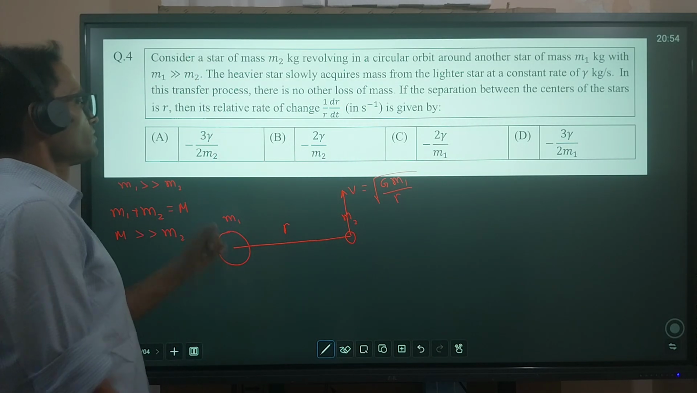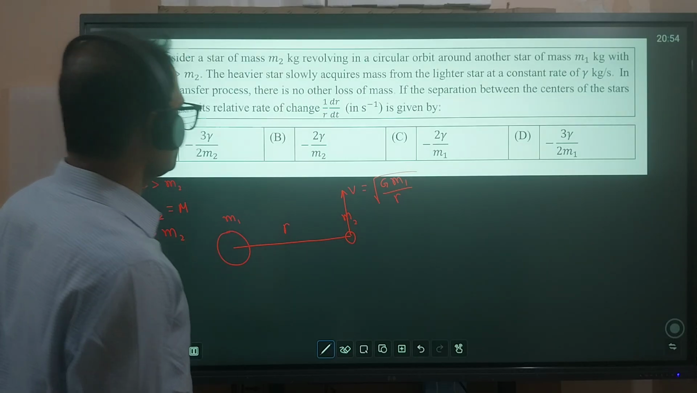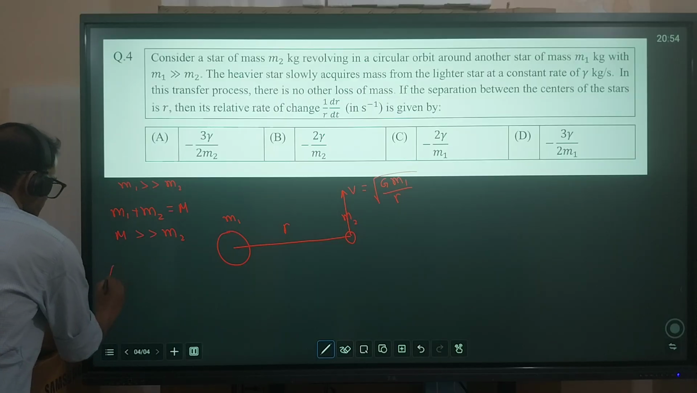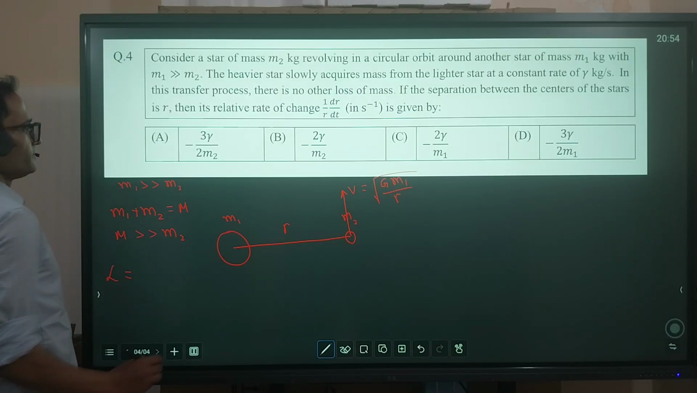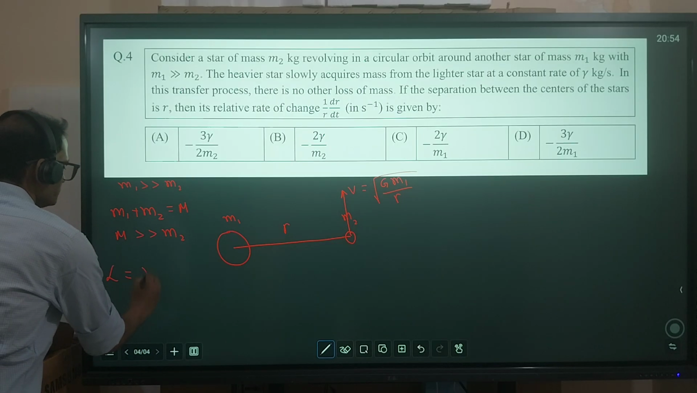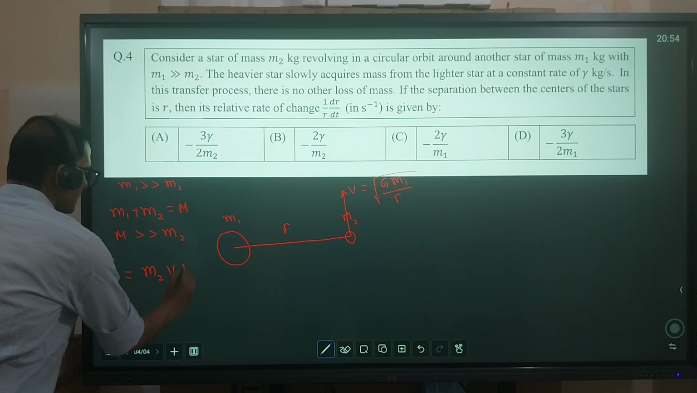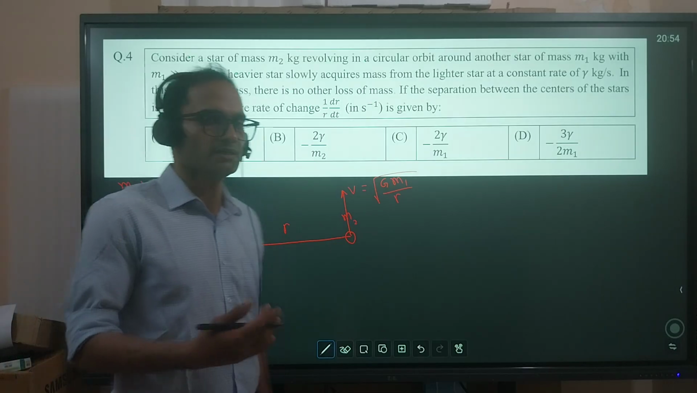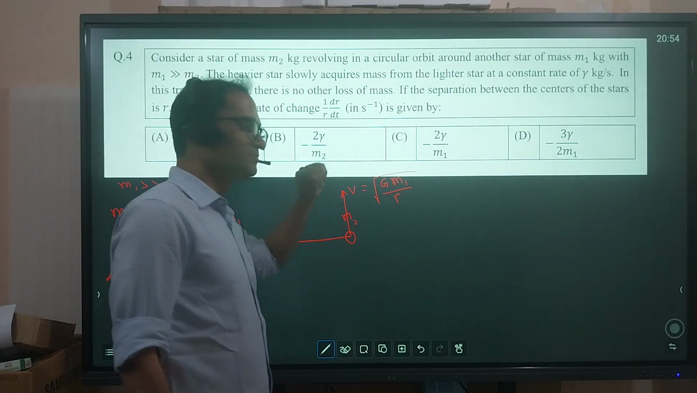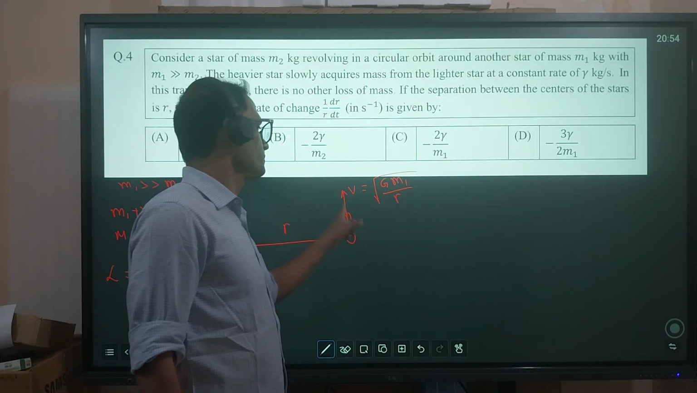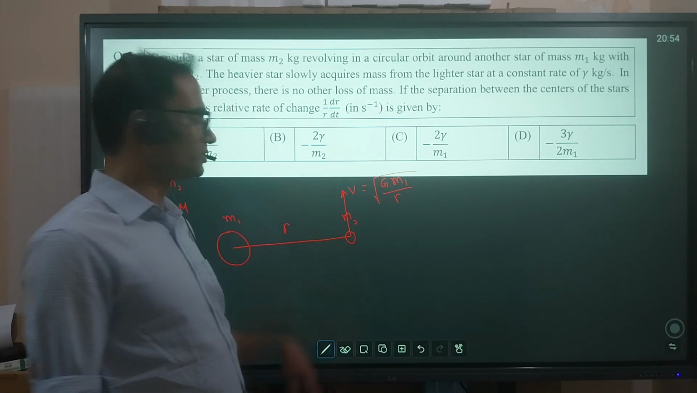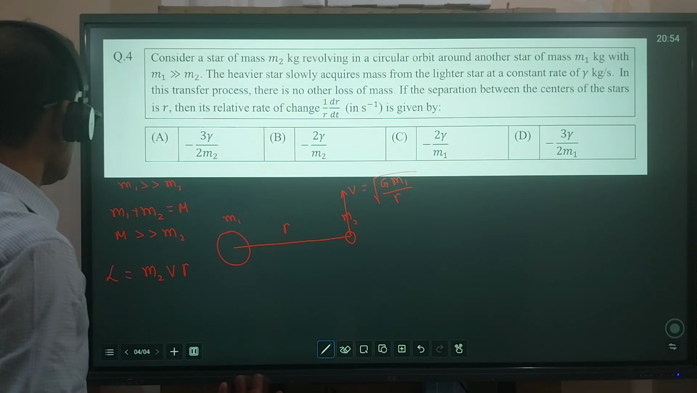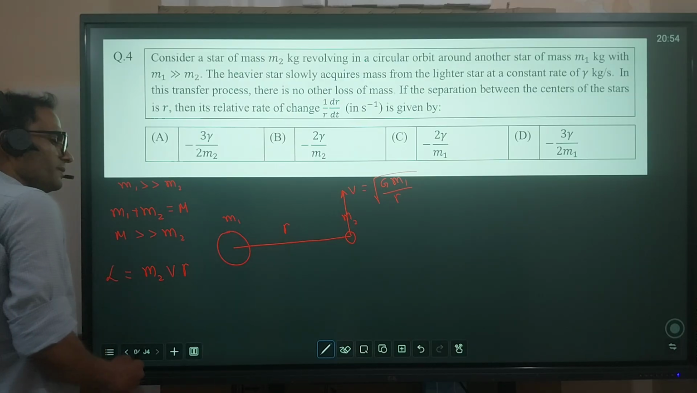So this is the orbital velocity, and now angular momentum. Angular momentum here will be m2 v r. We write mvr, but I will write m2 v r, because this mass is moving. We have to find the angular momentum of this body compared to the other body. Now let us see. And this angular momentum is constant.